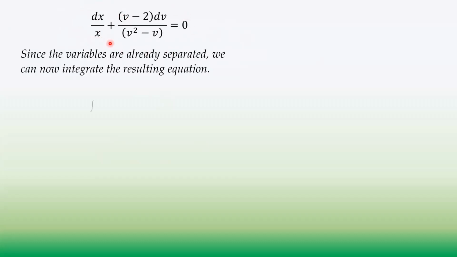Integrate natin. So we have the integral of dx over x plus the integral of (b minus 2) db all over b squared minus b equals constant c by integration. Itong una, integrable yan. Yan ay ln x lang, dx over x. So integrable agad. Doon tayo ngayon sa pangalawa, (b minus 2) db all over b squared minus b.